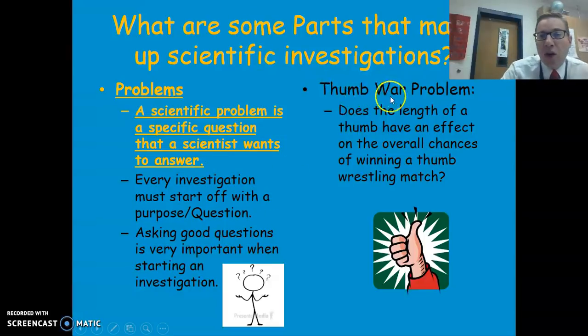For our problem we're going to do in class, it's going to be a thumb war problem. Does the length of a thumb have an effect on the overall chances of winning a thumb wrestling match? You have all done thumb wars before, and we're going to find out when you come back, does your length have any effect on how many times you might win a thumb wrestling match?